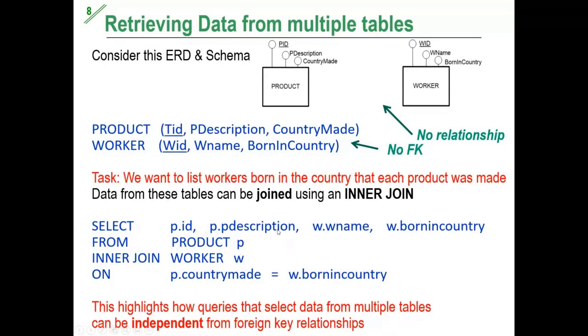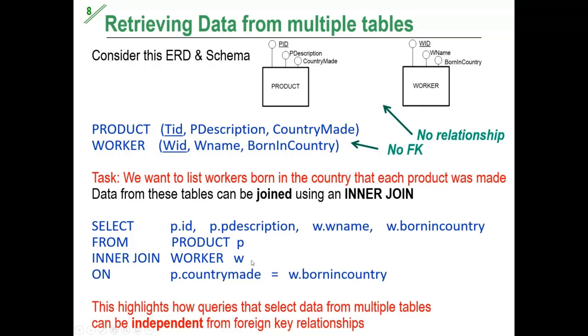These are the information the management required. For example, they need the product ID, so product IDs come from the product table, so we need to use an alias. In this case, product is called P, so the ID column comes from P, and the description comes from the P table, and the worker's name comes from the other table called worker W, and the born in country comes from the W table as well. And then we use the normal way, from product P inner join W, and then we relate these two columns.